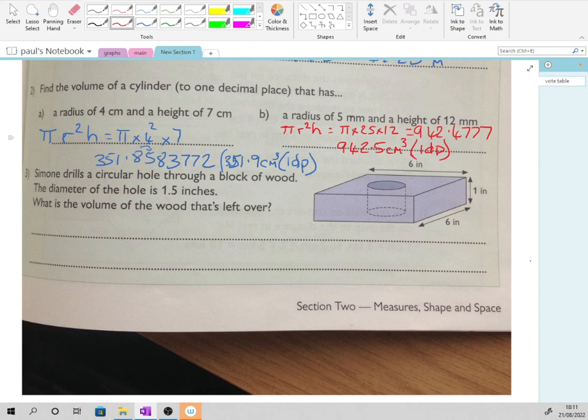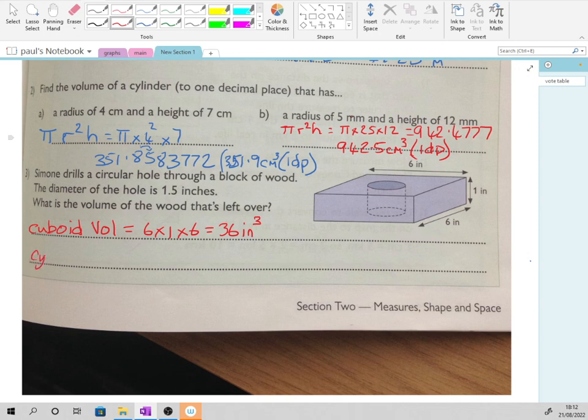Right, Simone. She drills a circular hole through a block of wood. The diameter of the hole is 1.5 inches. All the things are the same. Then what's the volume of the wood that's left over? So the cuboid volume equals 6 times 1 times 6, which equals 36 inches cubed. Now we find the cylinder.